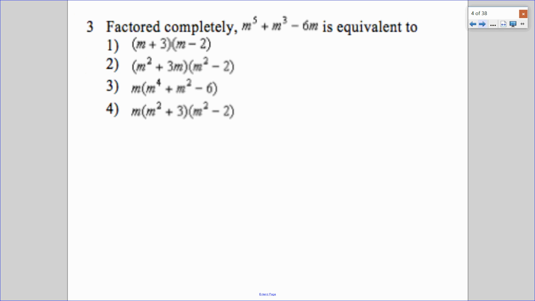2 ways to do this question. A, you can factor it. B, whenever you see variables in the problem and variables in the answers, you can use your multiple choice strategy. Let's do it by hand first.